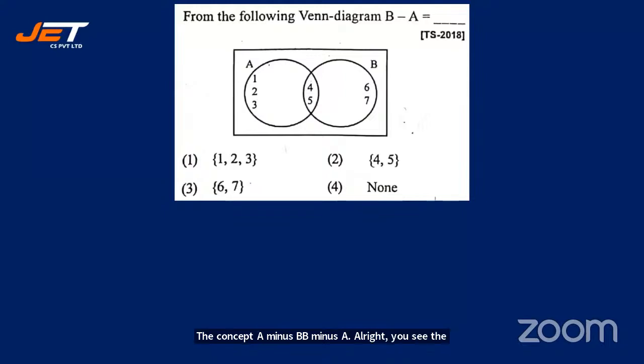From the following Venn diagram, B minus A is. What is B minus A? A is given, B is given, A intersection B is given.